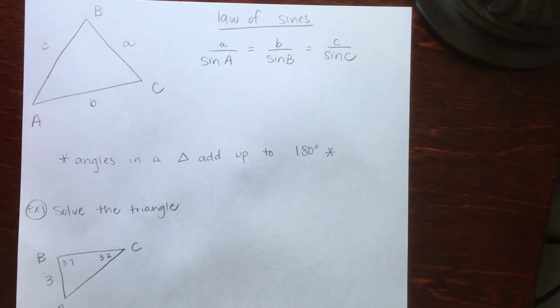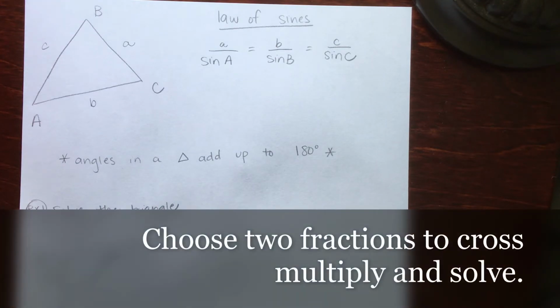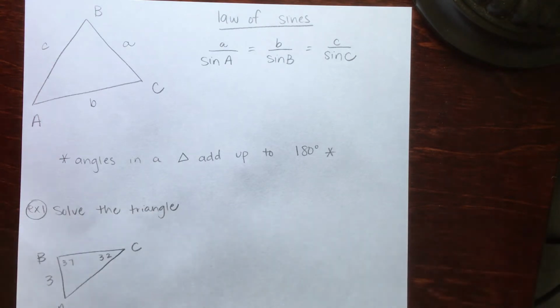So what does this mean? You can pick any two of these fractions that you need to and cross multiply them to solve. One more thing you need to know before we do an example is the angles in a triangle add up to 180. So let's do an example.